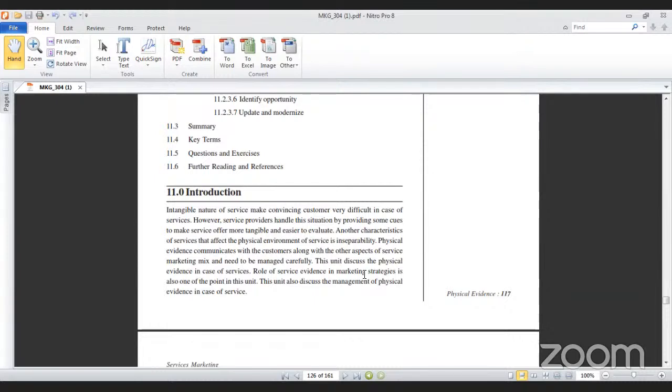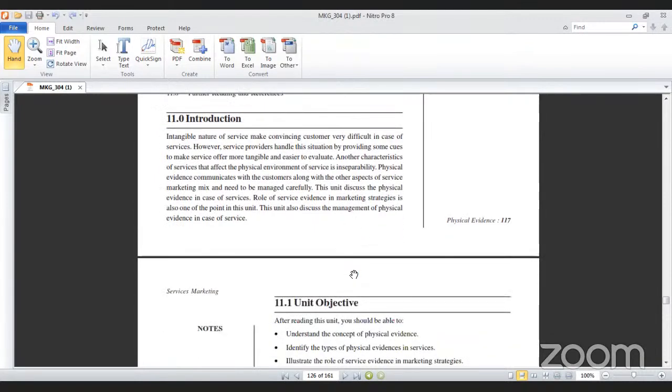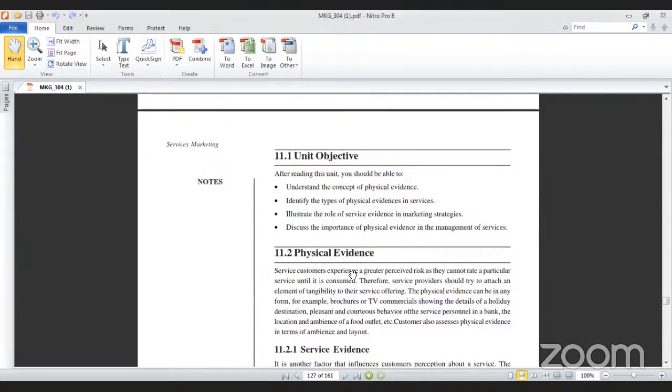Role of service evidence in marketing strategy. It's also one of the points in this unit. This unit also discusses the management of physical evidence in case of service. In this chapter, the main objective is to understand the concept of physical evidence, identify the types of physical evidence in service, explain the role of service evidence in marketing strategy, and discuss the importance of physical evidence in the management of service.